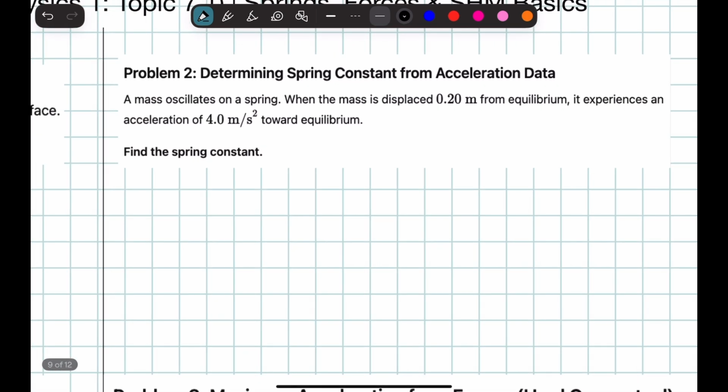A mass oscillates on a spring. When the mass is displaced 0.20 meters from the equilibrium, it experiences an acceleration of 4.0 meters per second squared towards the equilibrium. Find the spring constant.